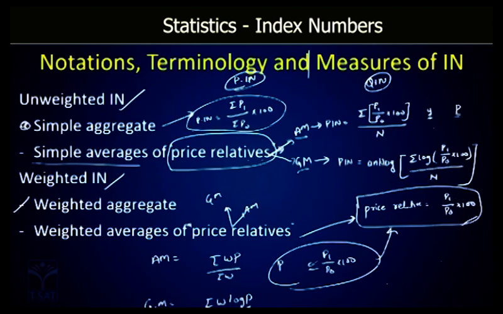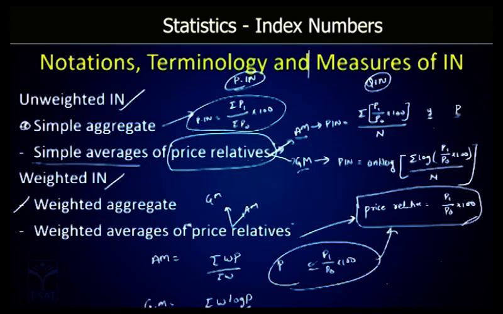Next we have weighted average of price relatives. In this we have two formulas, for arithmetic mean and for geometric mean. For arithmetic mean it is given by summation W into P by summation W, where P is equal to P1 by P0 into 100, and for geometric mean summation W into log P by summation W. The P is given by P1 by P0 into 100.